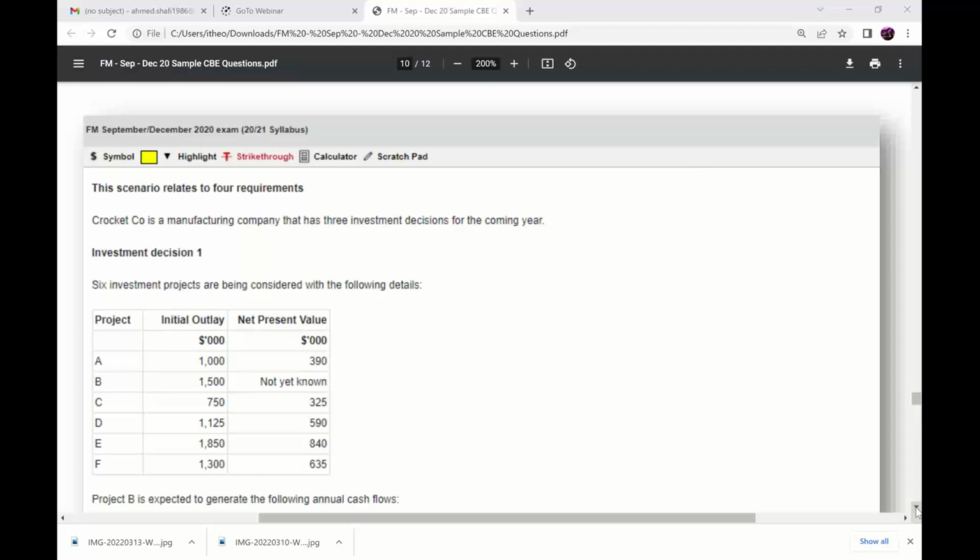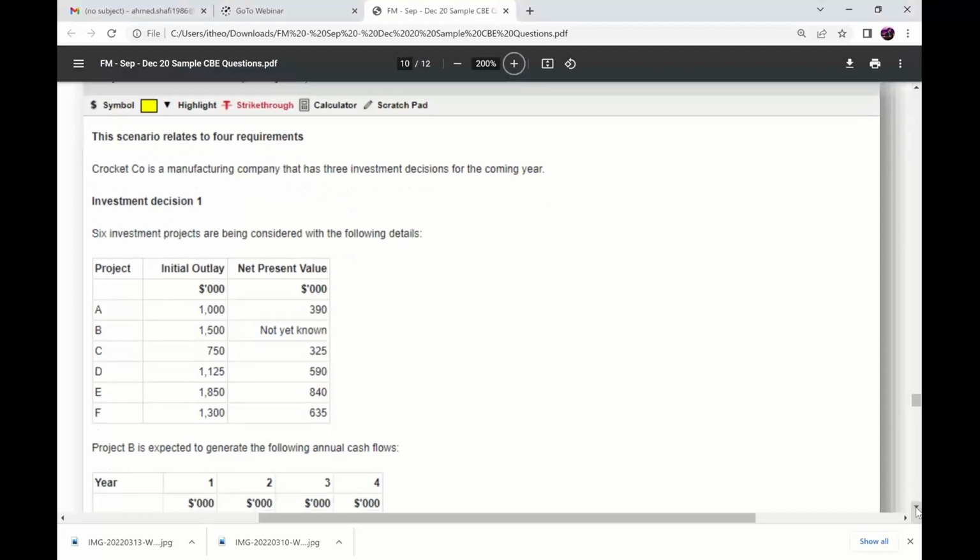Okay. So this question we are doing, it's a past exam question, and through this we will be attempting investment appraisal. Okay, let's start. I'm reading it. If you want to read from the screen, you can read from the screen. If you want to read from the handout which I've provided to you, you can read from the handout. Okay, let's start. This scenario relates to 4 requirements. This is a question from December 20 attempt of ACC. The scenario has 4 requirements.